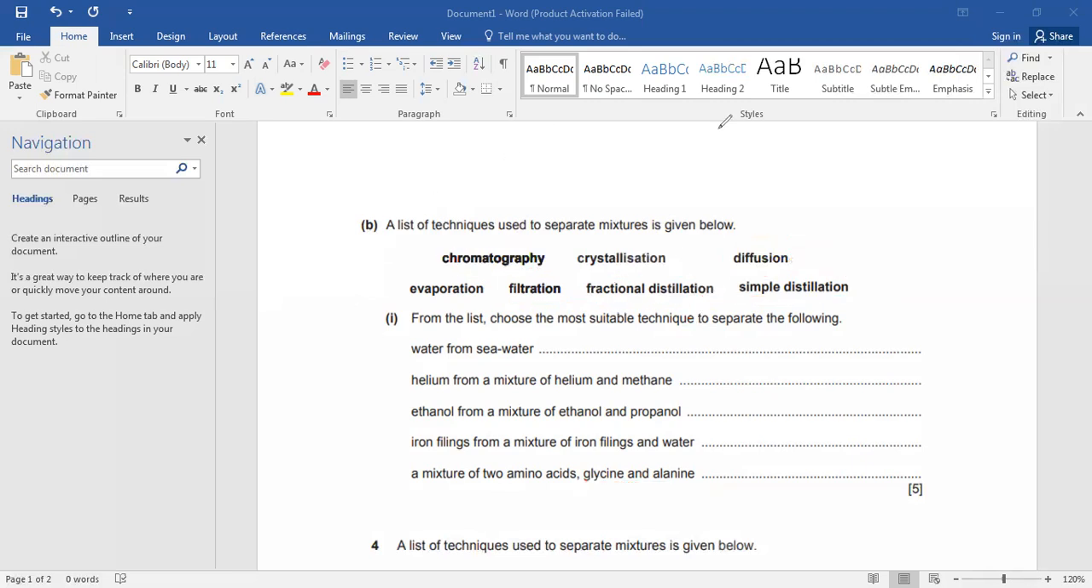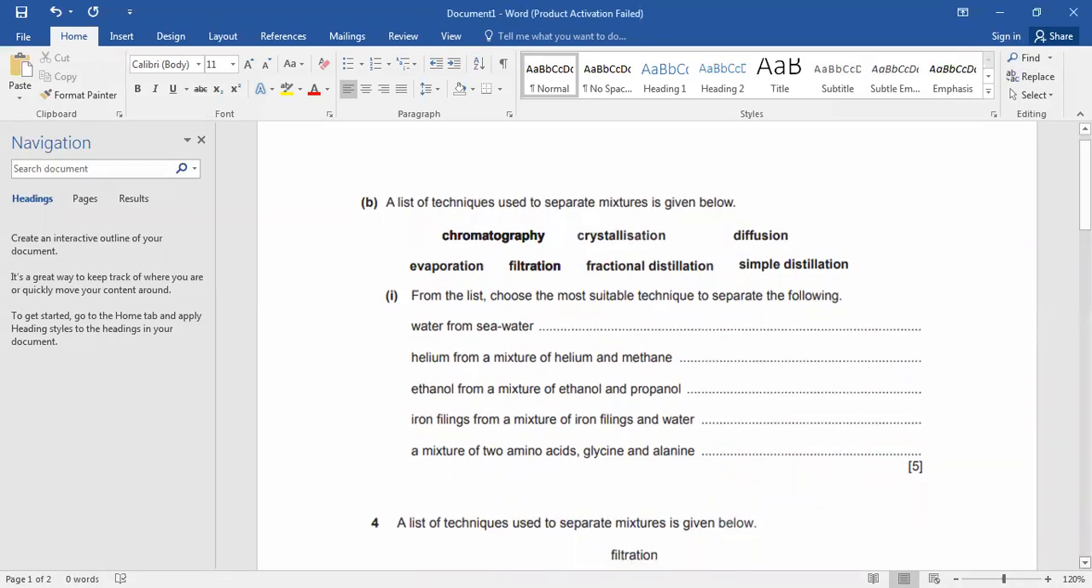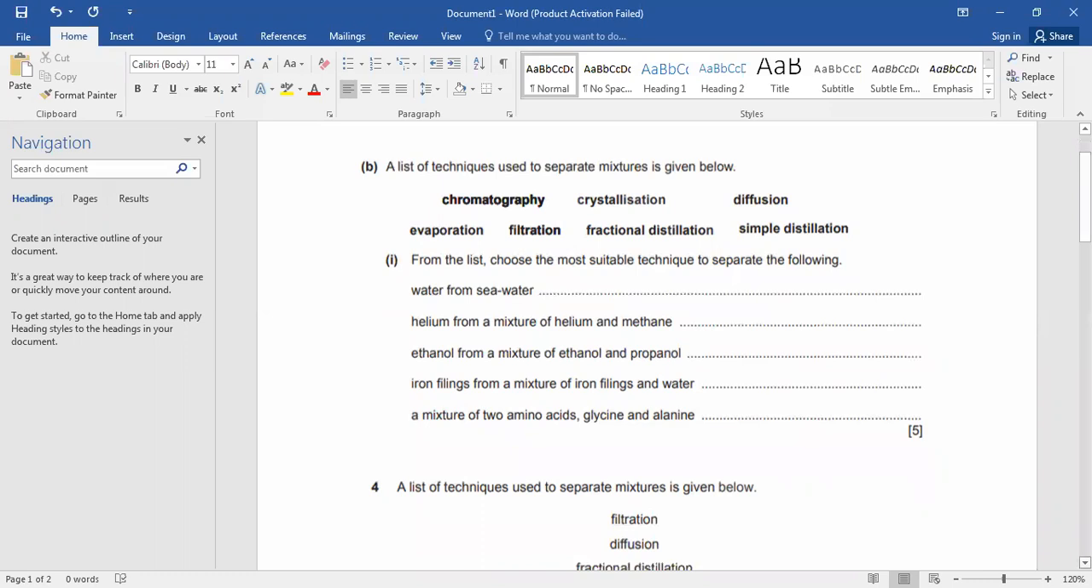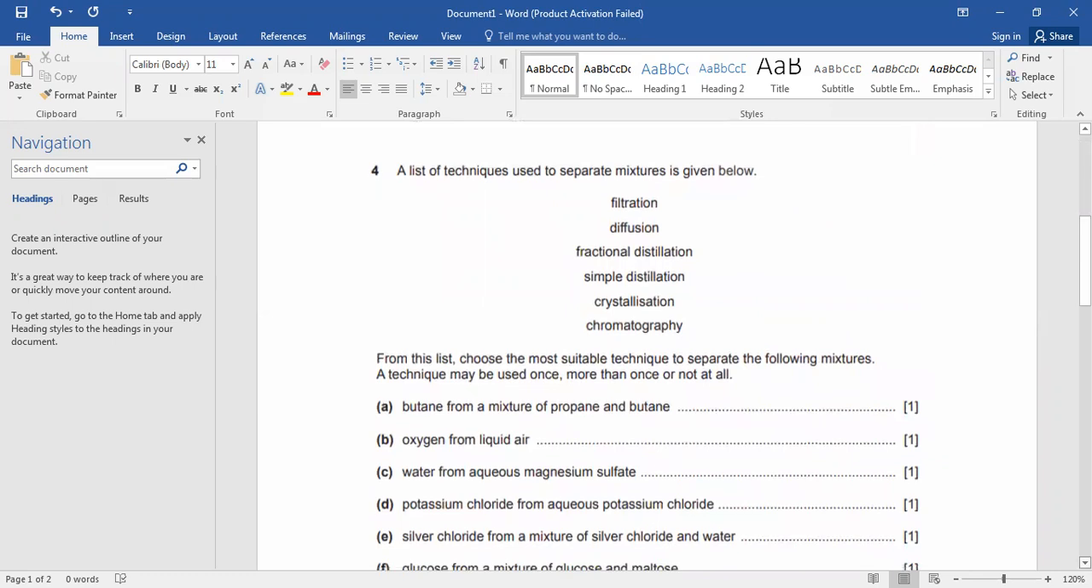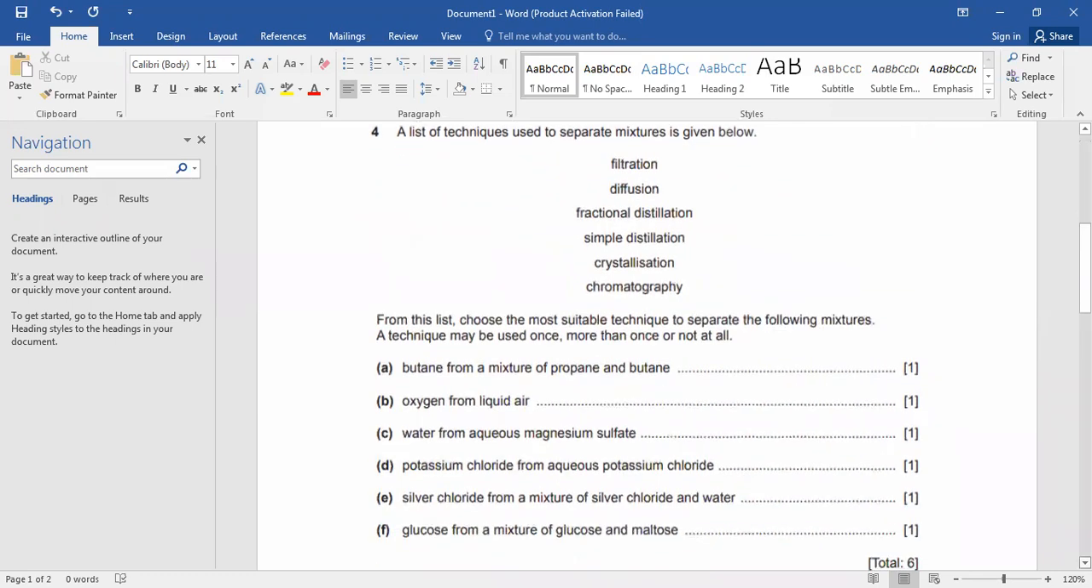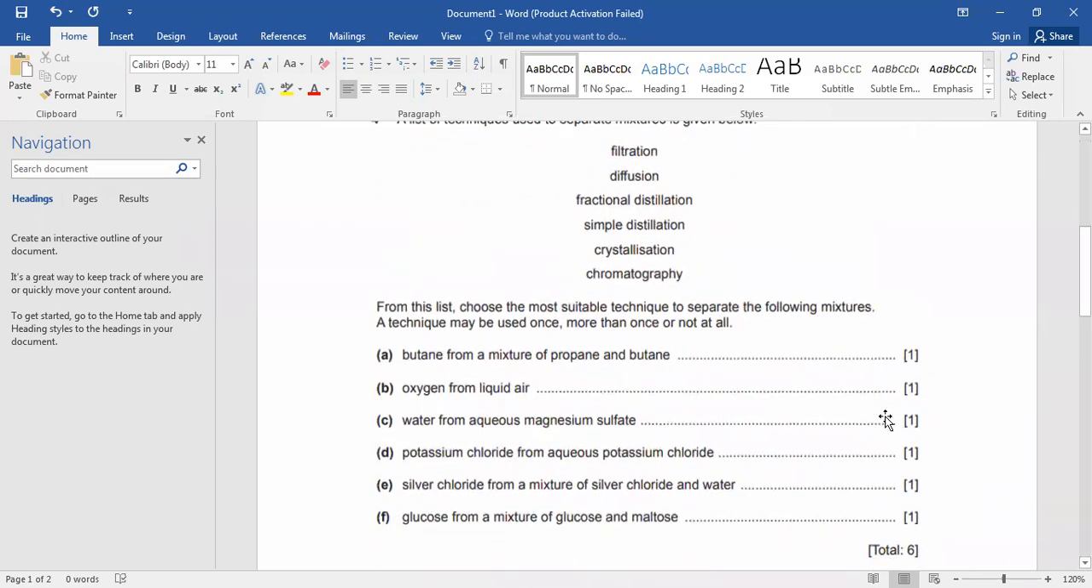So yes, let's discuss one more question from the same chapter. So you just try yourself whether you are able to do it. A list of techniques used to separate mixtures is given below. Filtration, diffusion, fractional distillation, simple distillation, crystallization, chromatography. Now see the question.